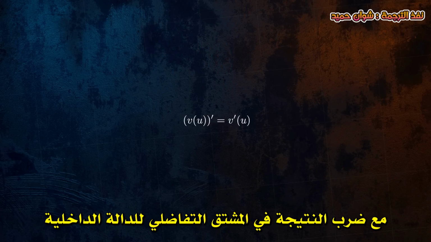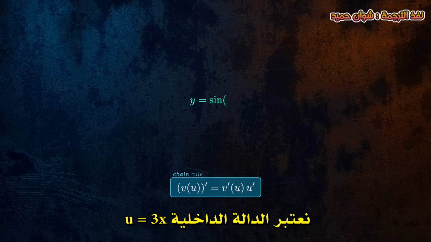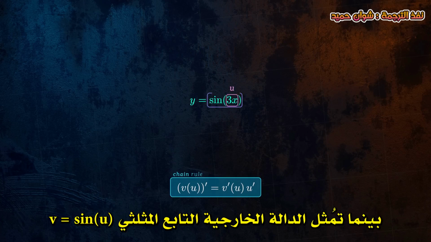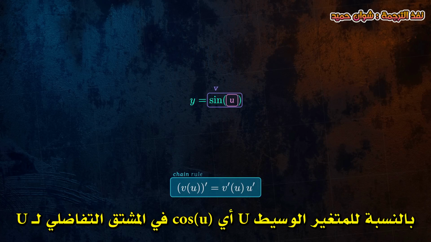To find the derivative when one function is nested inside another, you differentiate the outer function as if the inner part were just a single variable, and multiply it by the derivative of the inner function. Here's an example where the inner function u is 3x, and the outer function v is sine of u. The derivative of this function is equal to the derivative of v with respect to u, which is cosine of u, multiplied by the derivative of u.